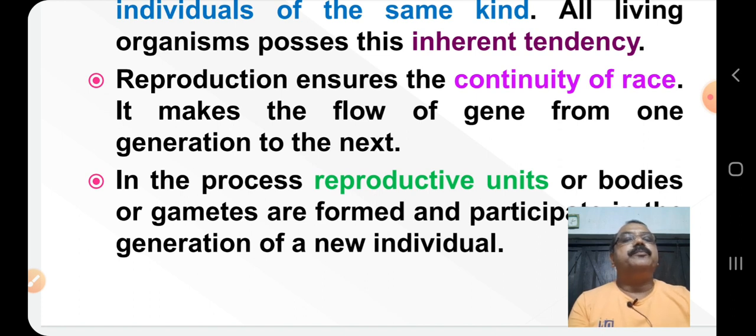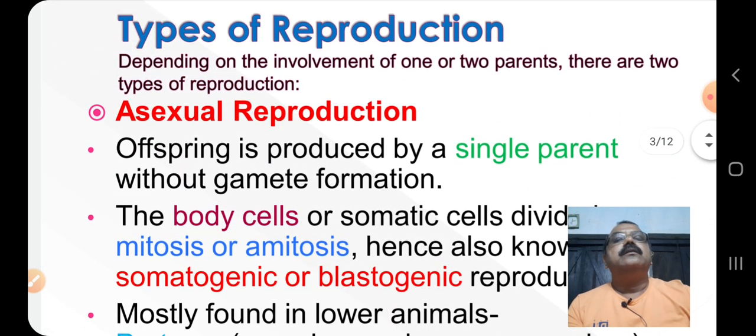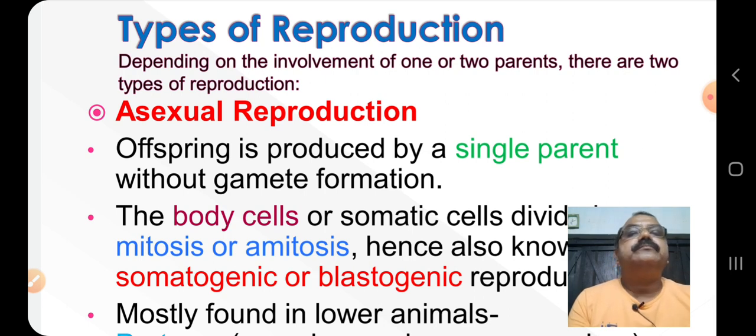In this process of reproduction, reproductive units or bodies or gametes are formed, and these units participate in the process of reproduction, producing new individual. Let us go to the types of reproduction.